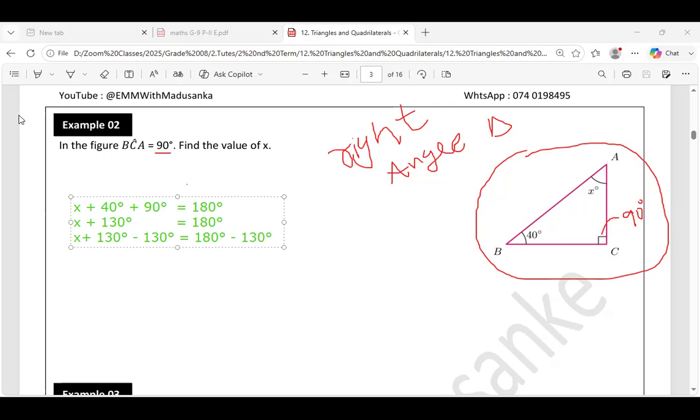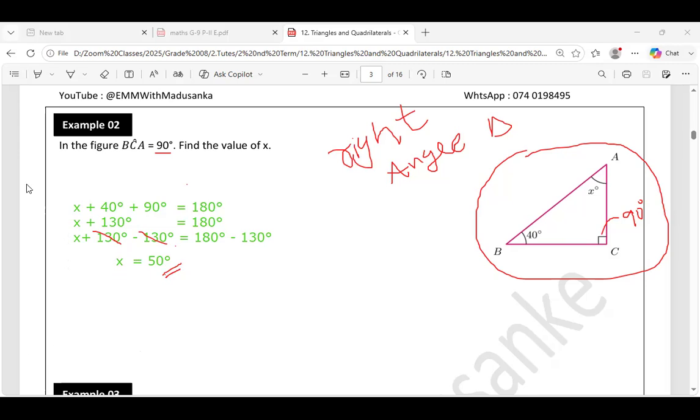So now what happened? Positive 130 and negative 130 cancel out, because same value with different sign. So what is the final answer? x is equal to 180 minus 130, 50 degrees. So this should be your answer. This should be your x.